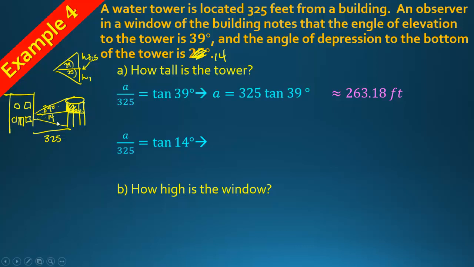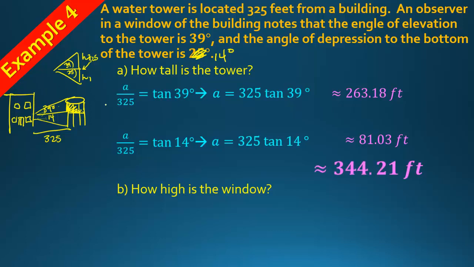Alright, so tangent of 14. Same thing, same adjacent. And we get 81.03 feet, which when you add them together would give you the height of the water tower at 344.21 feet. Now, how high is the window? Well, our horizontal went straight across, so the height of the lower triangle, this side here, which was 81.03 feet, happens to be the same height as the window, so we're good there.